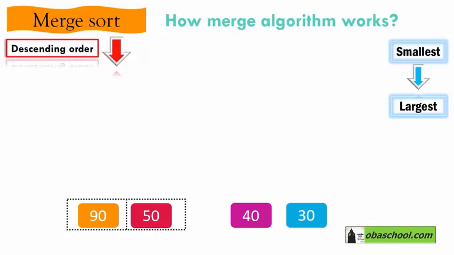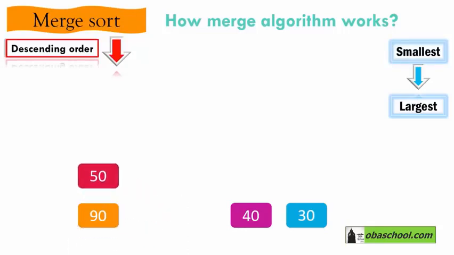Remember, we are sorting in the descending order, so the small will be on top. That is why we put the 50 on top of the 90, because 50 is smaller than 90. Okay, now let's compare the second two numbers that are next to each other. Of course, the smallest has to be on top. 30 is smaller than 40, so we put it on top of the 40. This is how the merge algorithm works.